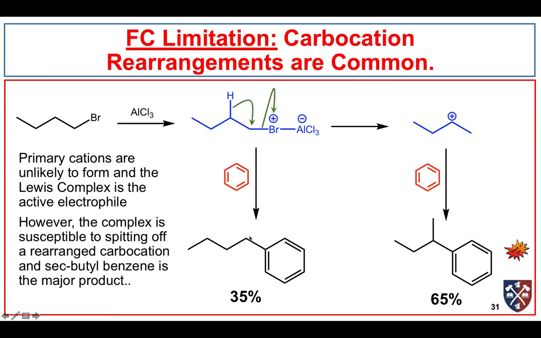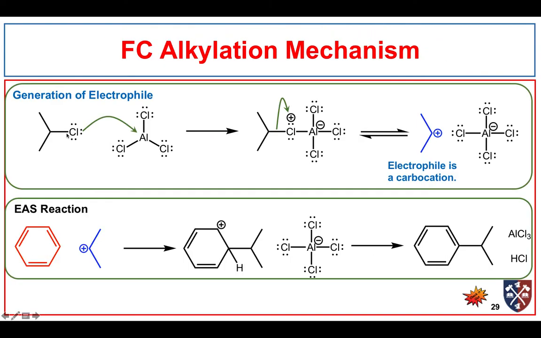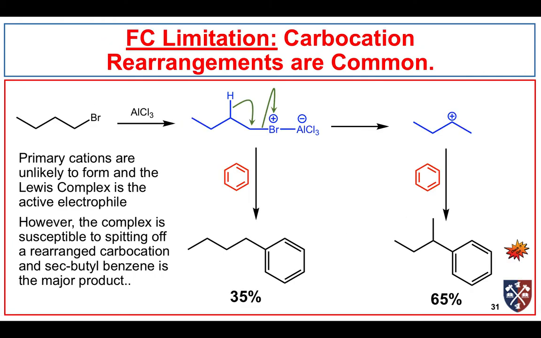So one of the limitations of these reactions is that because we have carbocation intermediates or carbocation-like intermediates, we often get rearrangements. Remember that carbocations will rearrange to more stable carbocations quite readily if it involves a 1,2 hydride shift, for example. So we can do the reaction with butyl bromide. We will get the butylbenzene as product, only in a very small yield, 35% or so.